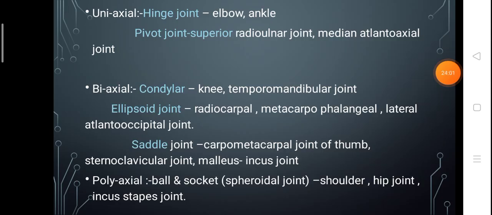And what is this polyaxial joint? Otherwise known as the multiaxial joint. Movements occur in three planes or three axes. Under that you have ball and socket joint, otherwise known as spheroidal joint. In that you have examples like shoulder joint, hip joint and the joint between incus and stapes.